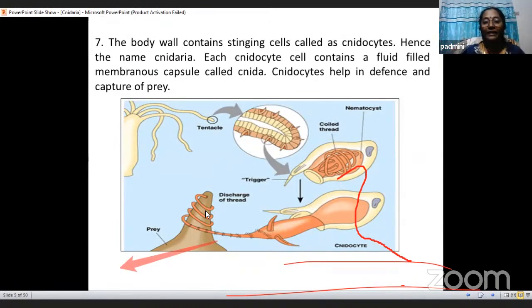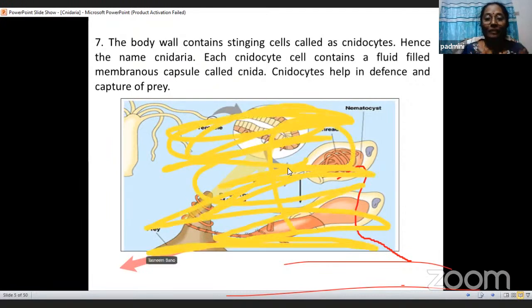So that is what I said. In cnidarians, if you can see the sting-like structures over here, cnidarians means something which will sting the body. That is the reason why they're called cnidarians. And they also help in defense and capture of the prey. Any animal should have a defense mechanism, and also something to go and catch the prey. So all the animals should have something to defend themselves.